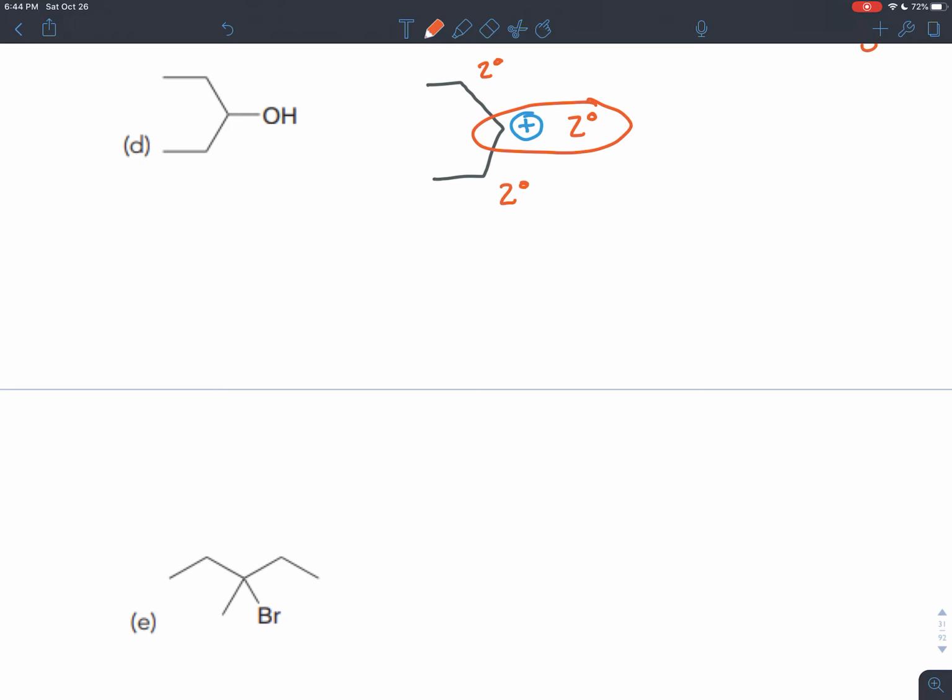And so because there is not a more stable place, there's not a more stable atom next door where the carbocation can move, it does not move. And in this case, there is no carbocation rearrangement.